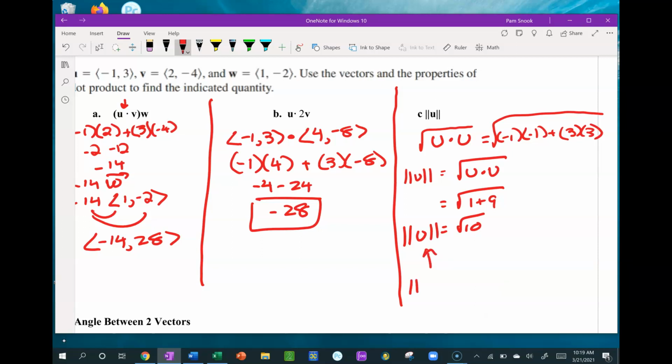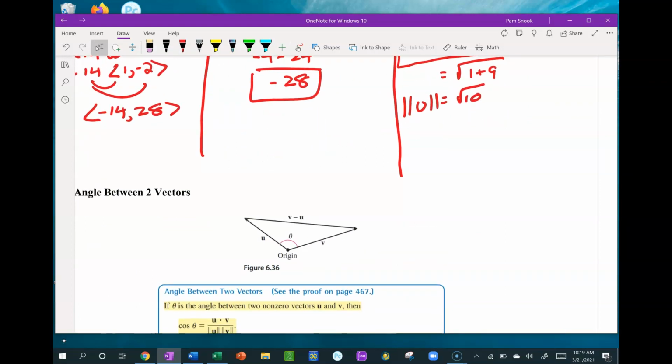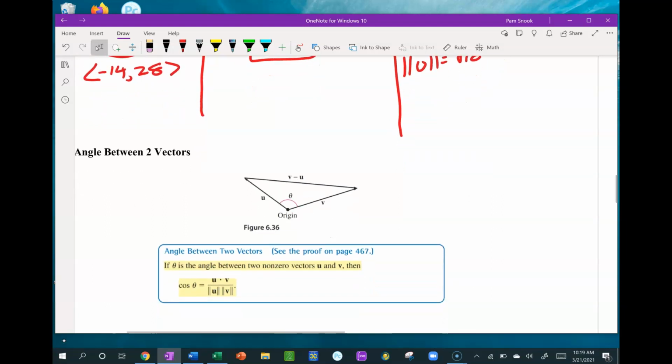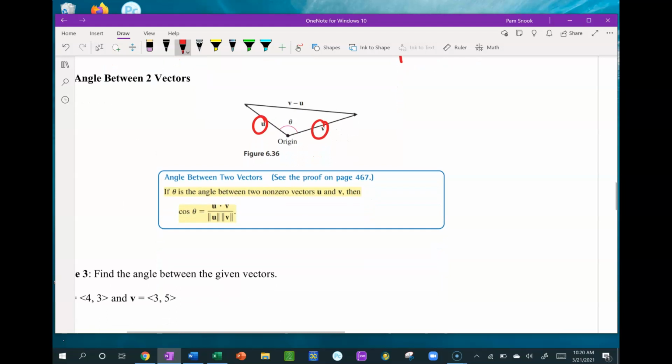So magnitude, oh, I already wrote that down. Just want to emphasize that the magnitude of any vector is just going to be the square root of the dot product with itself. Now with dot products and magnitudes, we have a nice way to find the angle between two vectors. We take our two vectors, in this case u and v, dot product them, and then divide by the magnitude of u times the magnitude of v. When you do that, you're going to get the cosine of your angle.